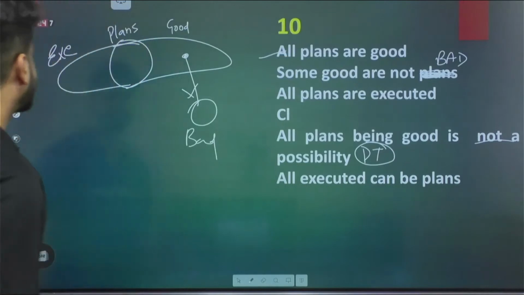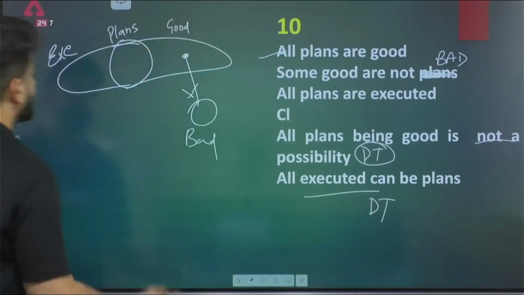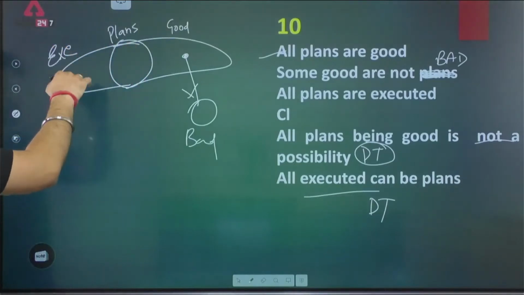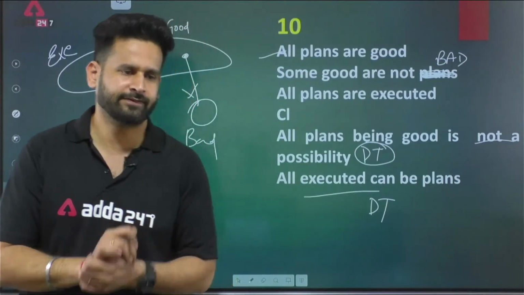Second is all executed can be plans. All executed can be definitely true. All plans are executed, so all executed can be plans. In possibility, that conclusion will definitely be right.